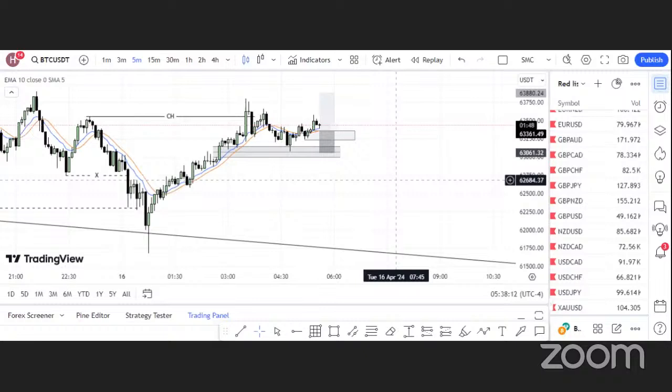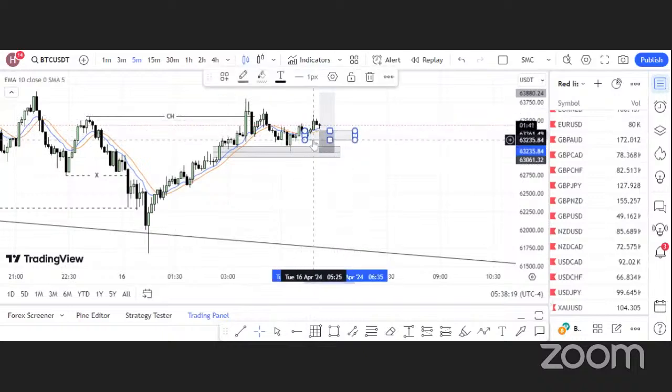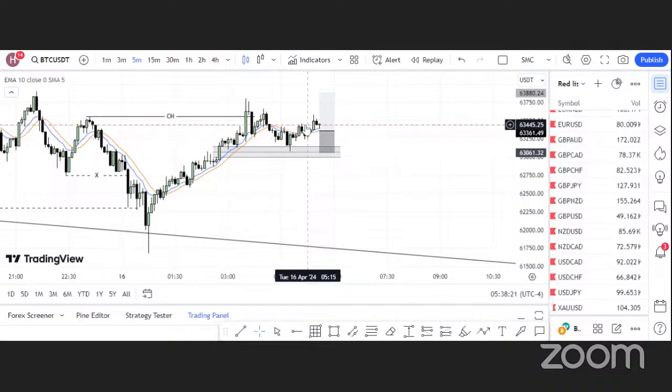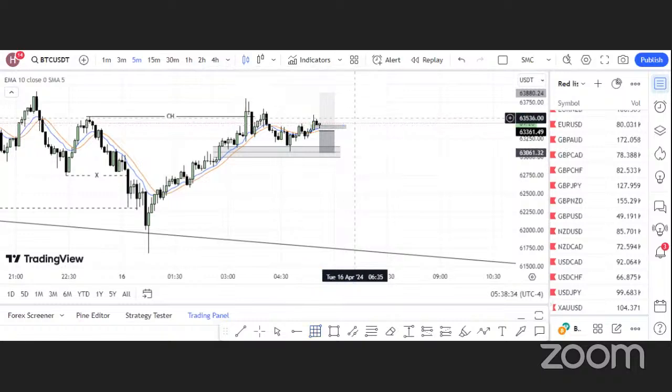So we have two confirmations here actually, right? I think it's more than two. Okay, we have up to three. So the market can actually reverse from here, right? Because we have a fair value gap from this level to this level. And as you can see, the market is currently respecting the fair value gap.